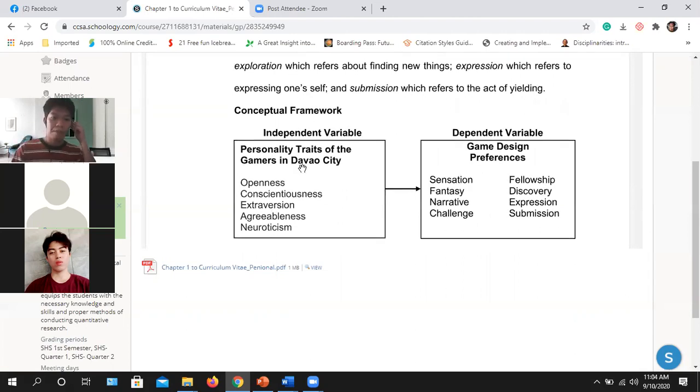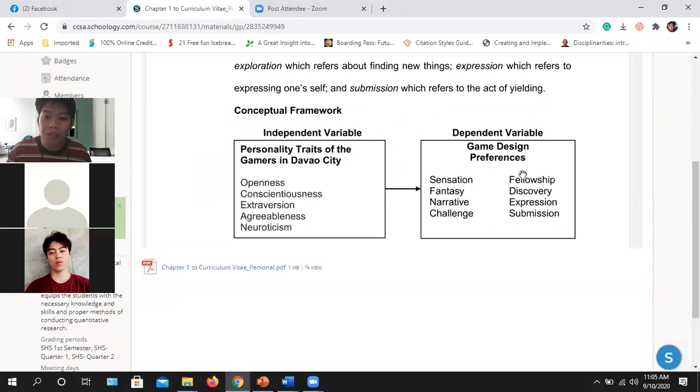Okay. For example, this one. The title of the study is Personality Traits and Game Design Preferences of the Gamers in Davao City. So when you identify the concept based on the title, the concepts are personality traits and game design preferences. But in order to narrow down the variables of your research, meaning the specific indicators of each concept, for personality traits, the variables are openness, conscientiousness, extroversion, agreeableness, and neuroticism.